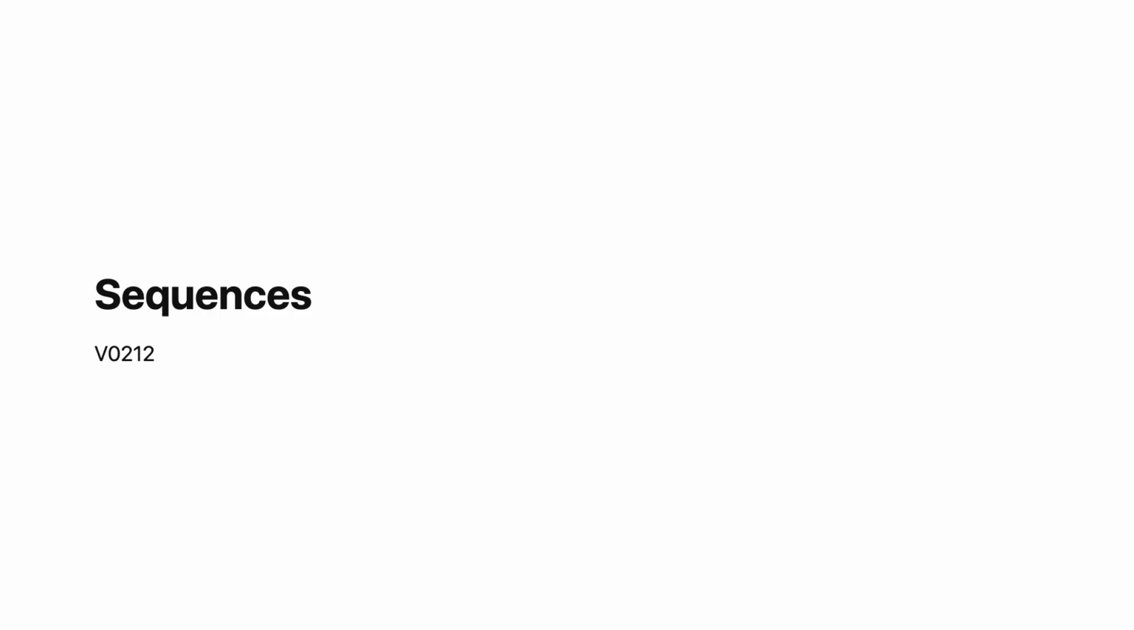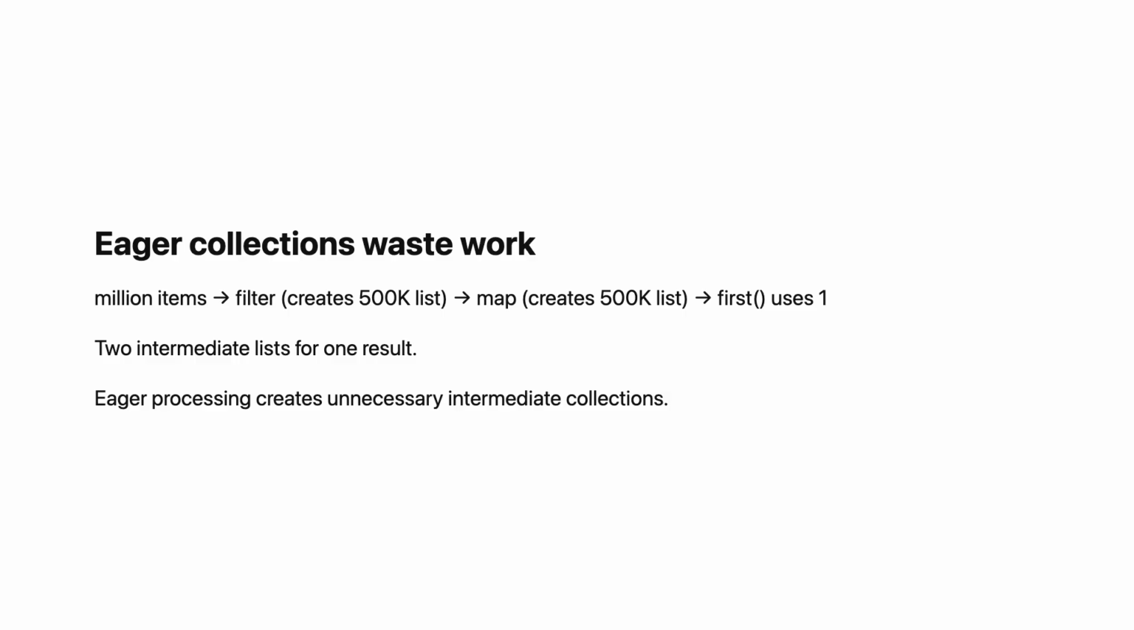Collection operations are eager. They process everything immediately. List.filter.map.first: filter processes all elements, map processes all results, then you take the first. For small collections, this is fine. For large collections, this creates waste.